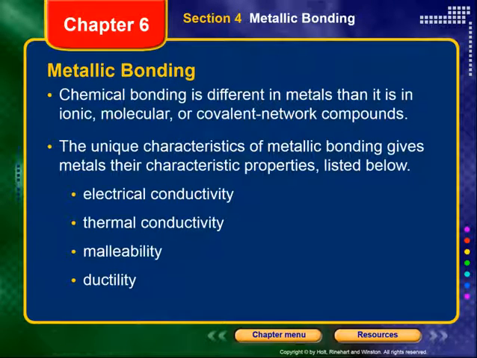So, chemical bonding is different in metals than it is in ionic, molecular, or covalent network compounds, which is a different type of bonding that we're not going to work with a whole bunch. The unique characteristics of metallic bonding gives metals their characteristic properties, like what you think of when you think of a metal, like electrical conductivity, thermal conductivity, malleability, ductility, or a shiny appearance, also known as luster.